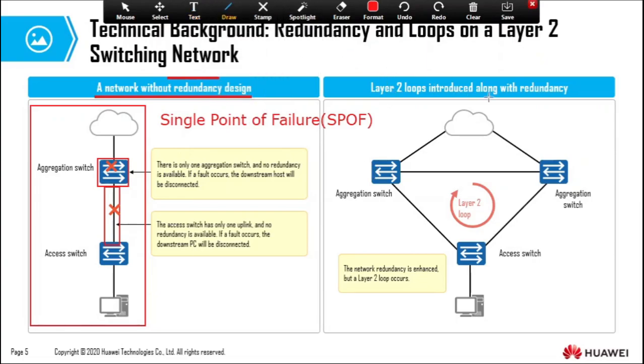Now, this one, for example, is one that has redundancy. So we have device redundancy. On the aggregation layer, we have two switches. We have these two switches on the aggregation layer.